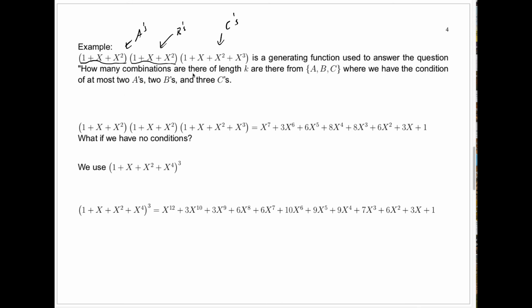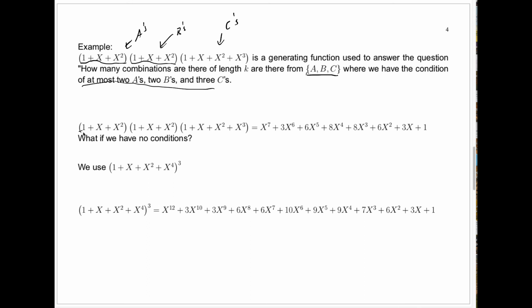But not just the question of how many combinations there are of length 4, we can answer the question, how many combinations are there of length k from this alphabet with this exact same condition, and this will work for any number k. If I want to know how many combinations there are of length 3, I use this exact same generating function, but instead of looking for the coefficient of x to the fourth, I just look for the coefficient of x cubed. Let's just multiply this through.